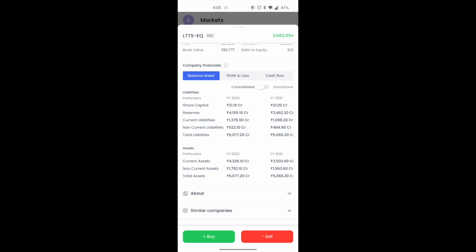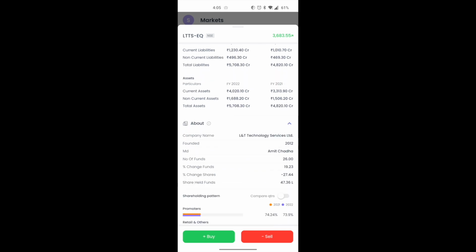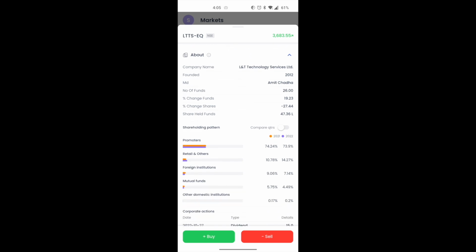You can change here and see that, and you can go to the company profile, how the company promoters' holding has increased or not. You can compare here in the quarters as well as on a yearly basis. If you see yearly basis, 21 and 22, 74.24% was the promoter holding. This year it has been reduced, and retail investors are increasing, FIIs were decreasing, mutual fund investment is decreasing, and other domestic institutions were decreasing.